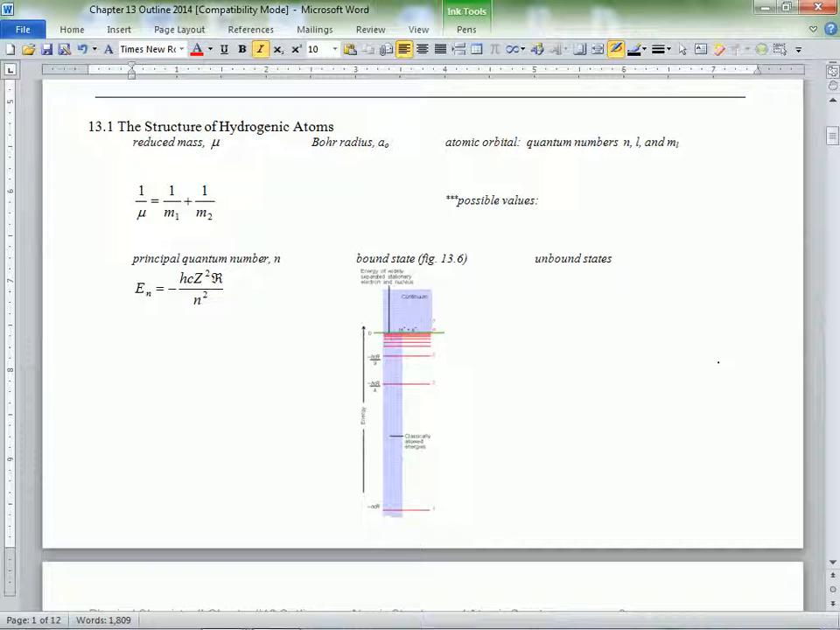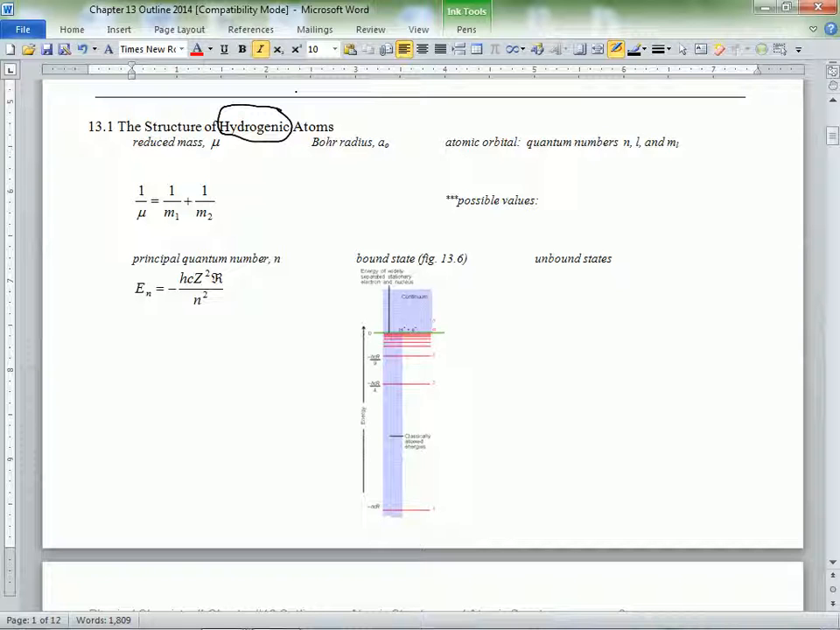And then the structure of hydrogenic atoms. So remember, this whole chapter is not about molecules, it's about atoms. And now this section 13.1 is about hydrogenic atoms. So what's so special about a hydrogenic atom? What are they trying to say? Just a proton? Well, a proton with how many electrons? One. No more than one. So that's all they're saying.